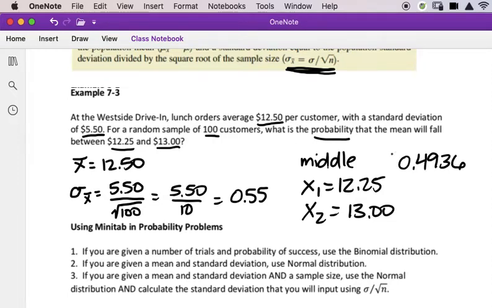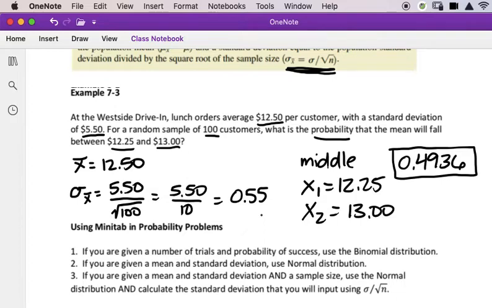So it's about a 50% probability that the mean will fall between $12.25 and $13. And that should make sense because my average is right in the middle of that, and so it's pretty likely that my mean is going to fall within that kind of range.